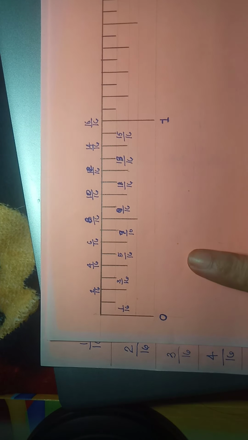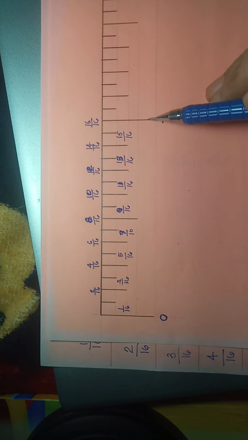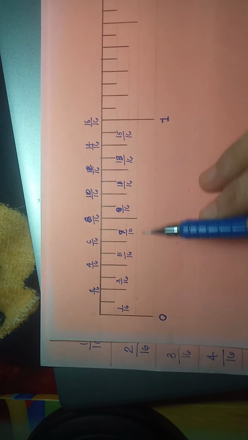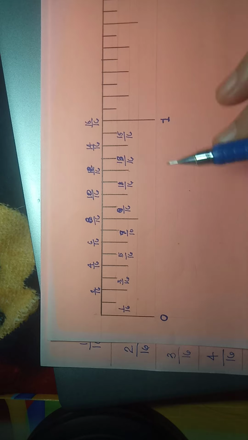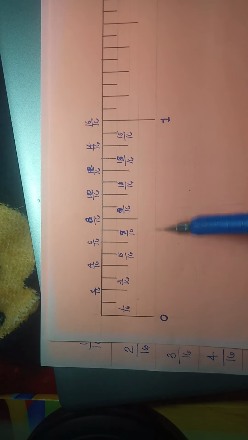As we are going to count, there are 16 calibrations from 0 to 1. So this is now our 1 inch. Since there are 16 calibrations, we are going to compare this to a fraction, wherein there is a numerator and a denominator. The denominator is the number found below the bar, and our denominator will always be 16 because there are 16 calibrations or lines found in our ruler. And the number above is what we call the numerator.